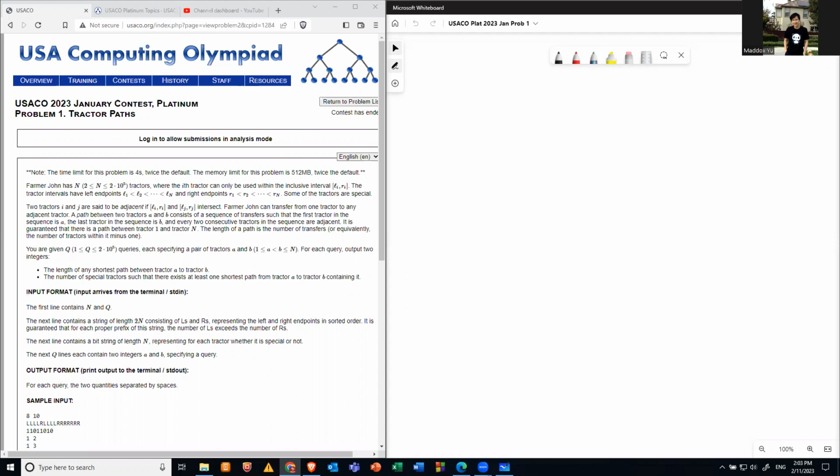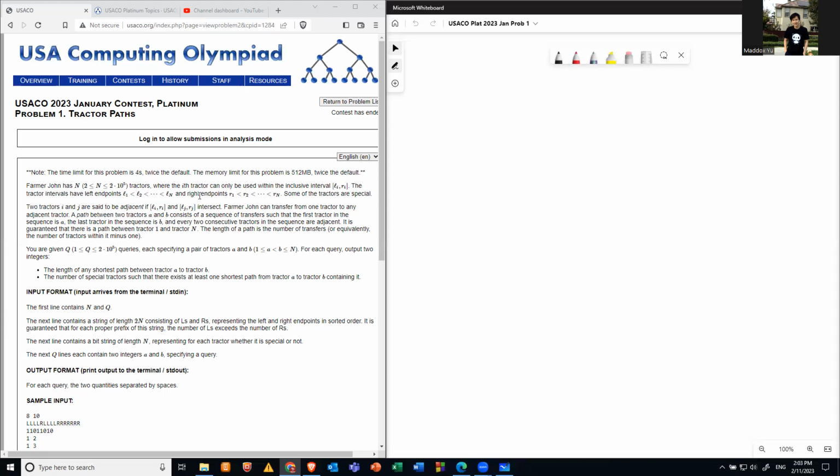Today, we're going to talk about the 2023 January USACO Platinum problem number 1, Tractor Path. This problem is like this. You have tractors, each with an inclusive interval [left, right]. Note that all the left endpoints are continuously increasing, and the right endpoints are continuously increasing. This is one of the standard problem setups.